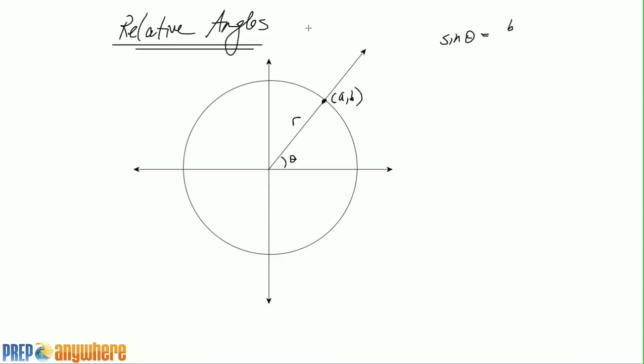The radius is always the result of a squared plus b squared, from the circle equation. So sine of theta was not opposite over hypotenuse. It was the y coordinate divided by the radius, right? And the adjacent, instead of being adjacent, it's the x coordinate divided by the radius. And tangent of theta was equal to b over a, the y coordinate divided by the x coordinate.